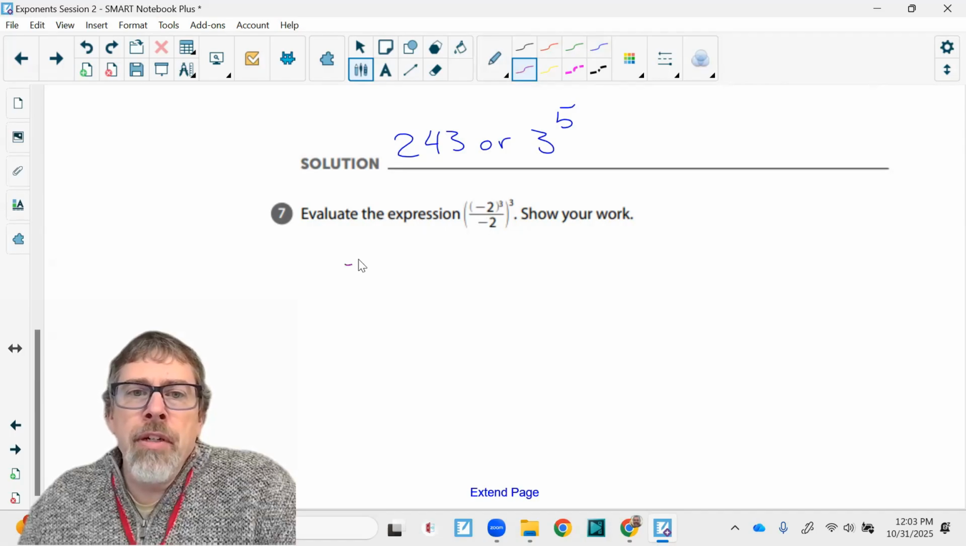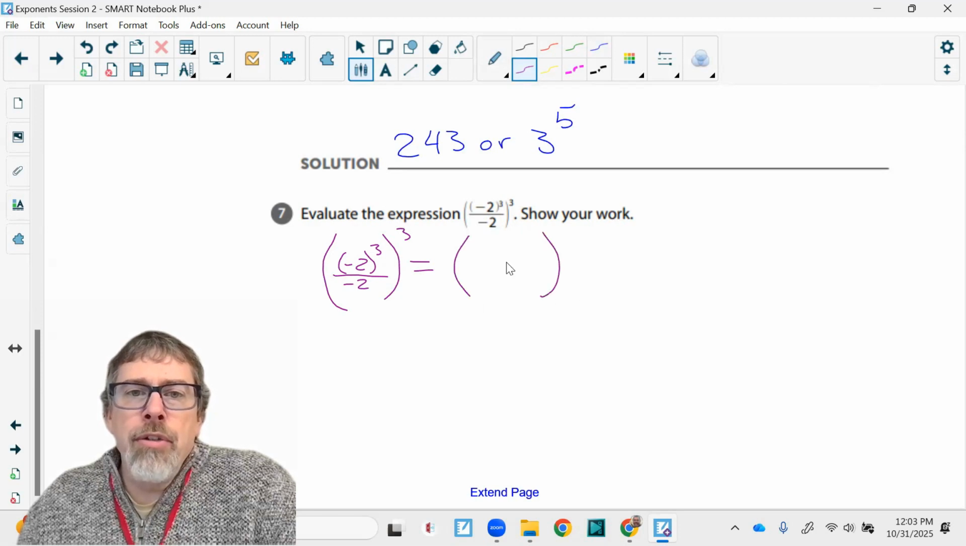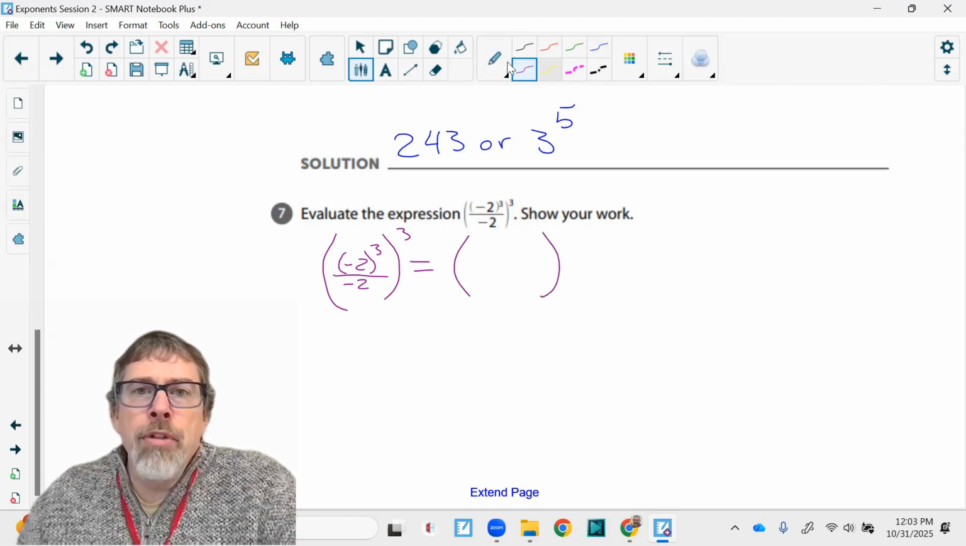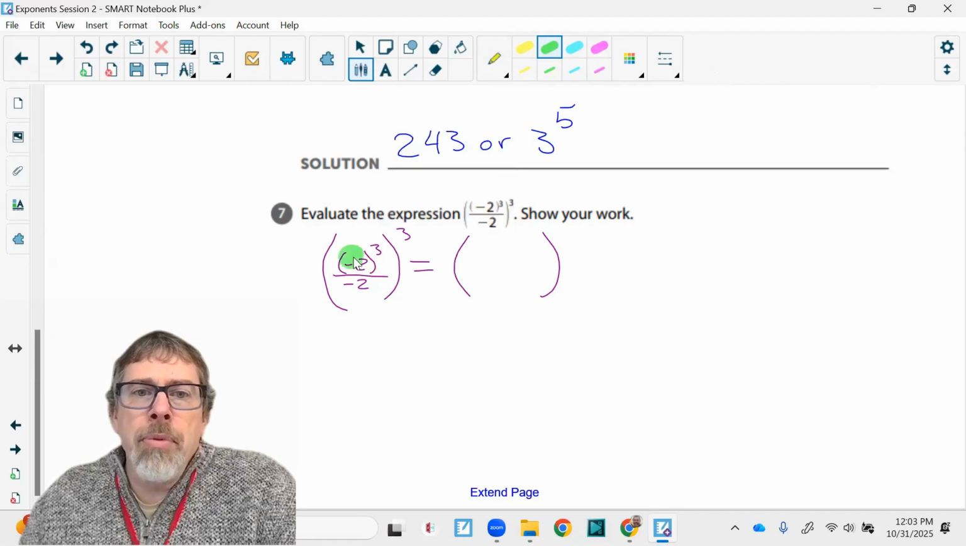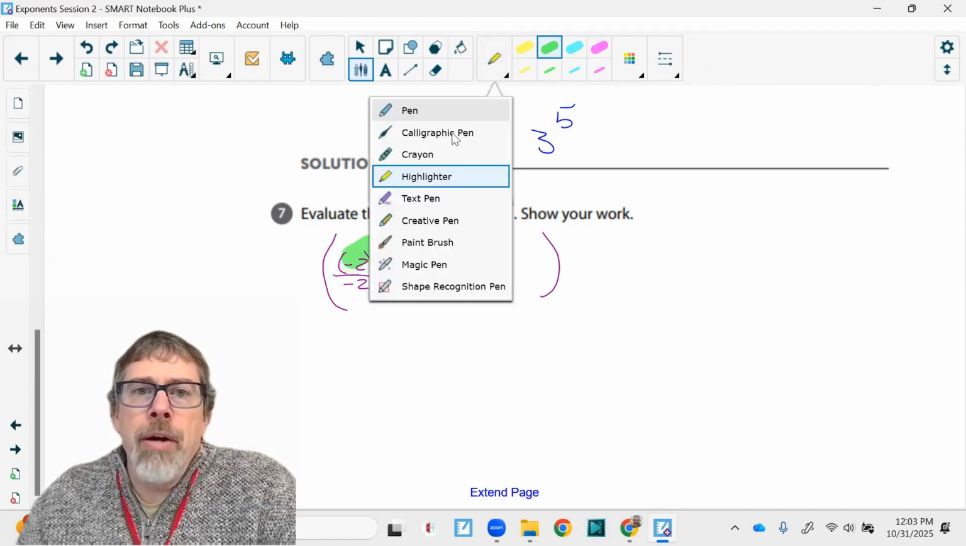Number 7, evaluate this expression. Okay, so this is a little bit different. We have negative 2 to the power of 3 all over negative 2, and that's all inside something cubed. So let's work the inside first. So order of operations says to do grouping first. So I'm going to focus on the first step, which is negative 2 to the 3rd power.